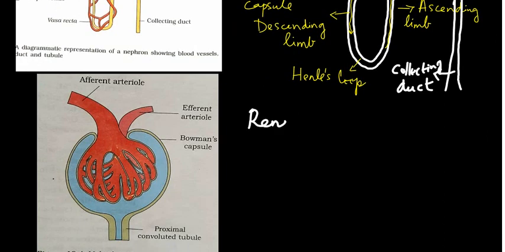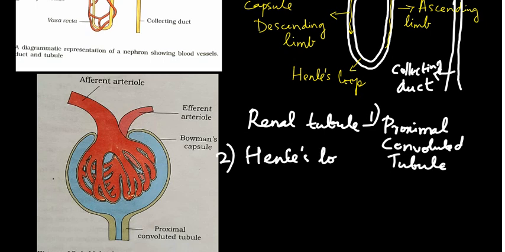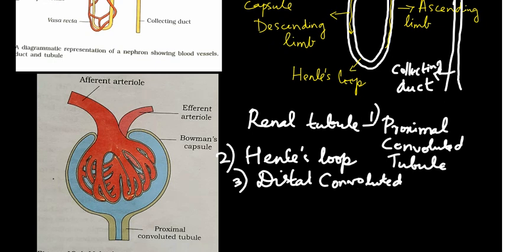Renal tubule consists of the following parts. The proximal convoluted tubule, Henle's loop, distal convoluted tubule, and the collecting duct.